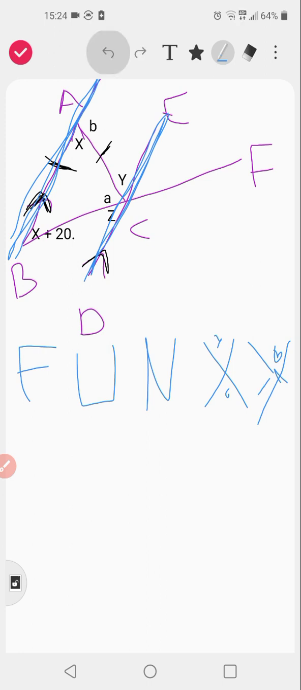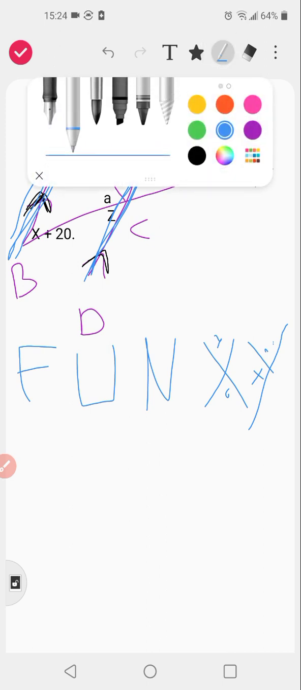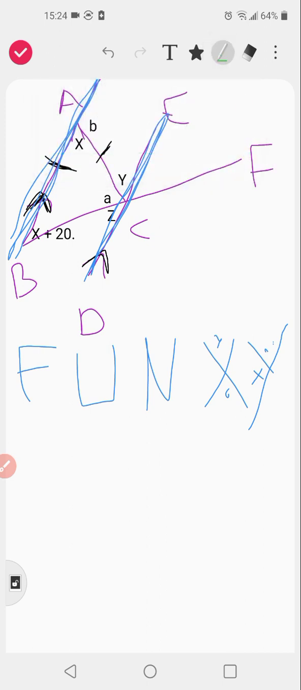That y of mine looks dreadful. Let me just do that again. There. So that one there plus this one is 180 degrees. Okay, we've also got a triangle there. Let's make our triangle green. So there we've got a triangle.